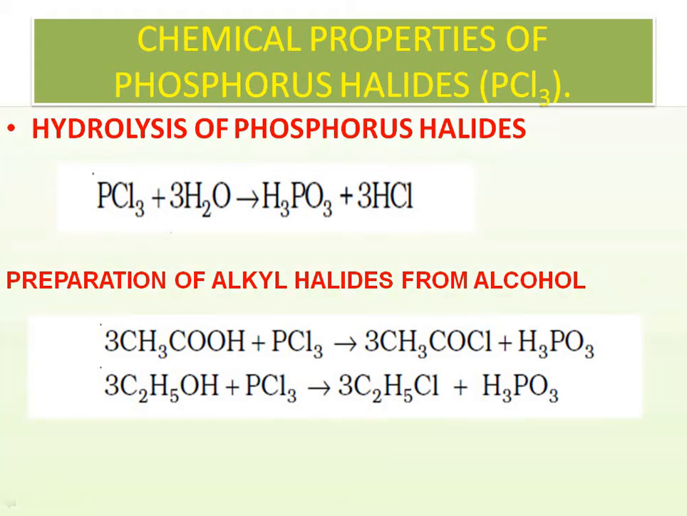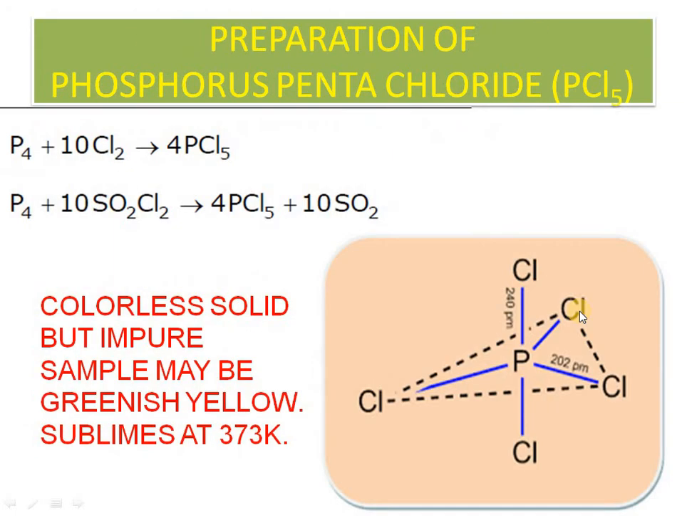So, and the byproduct is H3PO3. Okay. So now if you talk of PCl5, that is a colorless solid but an impure sample may be greenish yellow, sublimes at 373 Kelvin, and it can be produced in a similar manner, P4 + 10Cl2. Here 10Cl2 means chlorine is in excess, so PCl5 is formed.